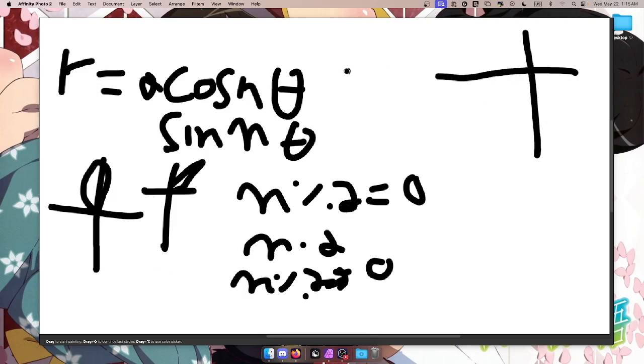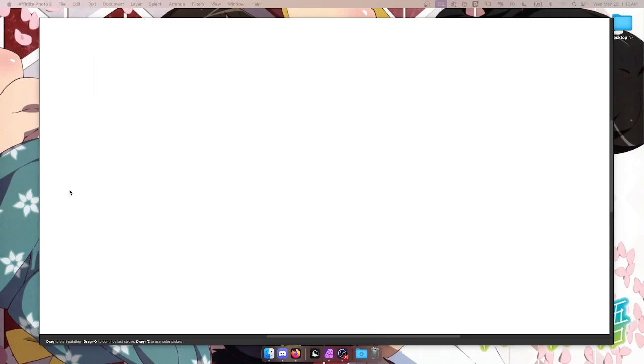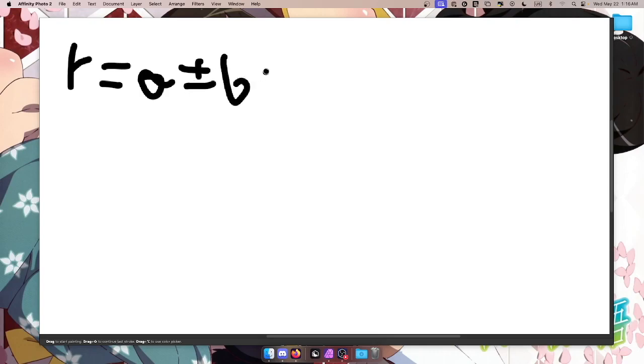So if n was equal to 4, then there would be 8 petals on the graph. The final type of special polar graph is a limaçon, which can be expressed as r equals a plus or minus b cosine of theta.